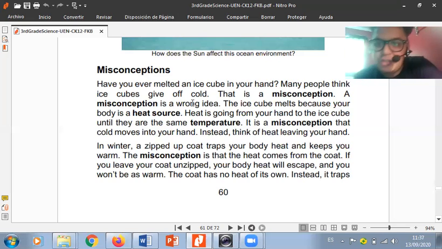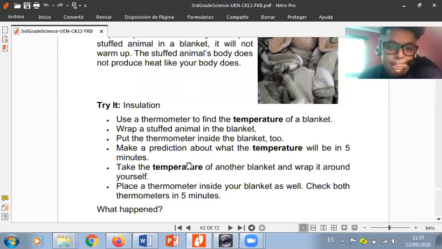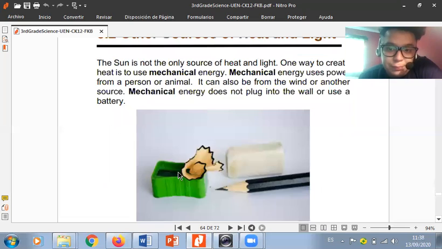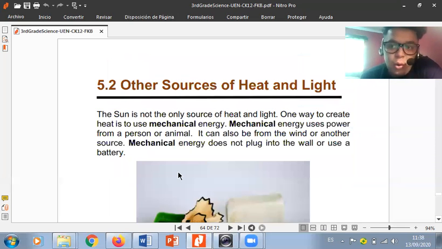Okay, you put down your zipper. The warmth that is in your body will escape, and you could not be warm completely. Okay, so the reason for us is important to learn more about this.